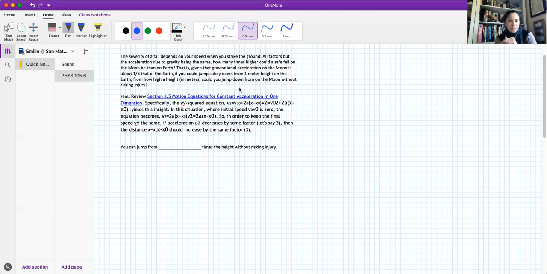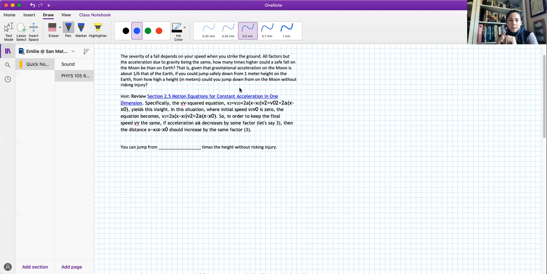But before we jump to the equation, and you can pause the video, I would try to think just in terms of, conceptually, based on the definition of acceleration, if the acceleration is 1/6 that of the acceleration that we have on Earth, what can we expect for that height?